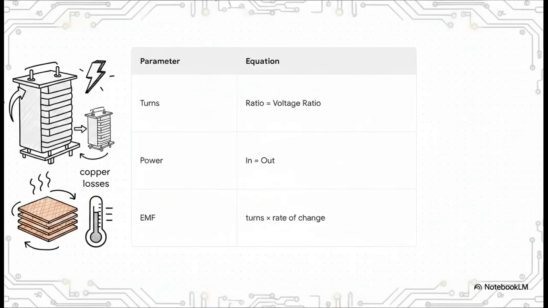These equations lay it all out. Your turns ratio perfectly dictates your voltage ratio, and your electromotive force, or EMF, relies heavily on that rate of change. But really, what this shows us is that your transformer's efficiency comes down to managing physical, real-world realities. Specifically, you're fighting copper losses from resistance and iron losses from magnetic hysteresis. Honestly, managing those losses, that's exactly what separates a sloppy power supply from a robust, industrial-grade one.